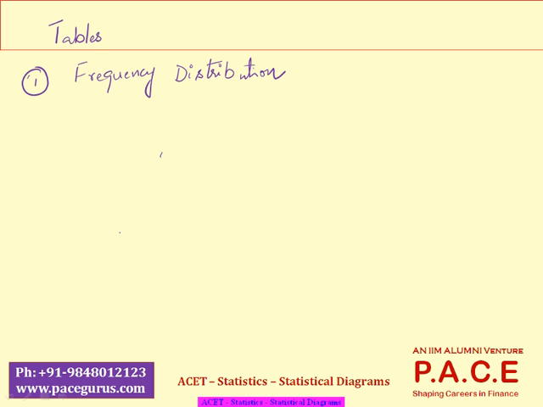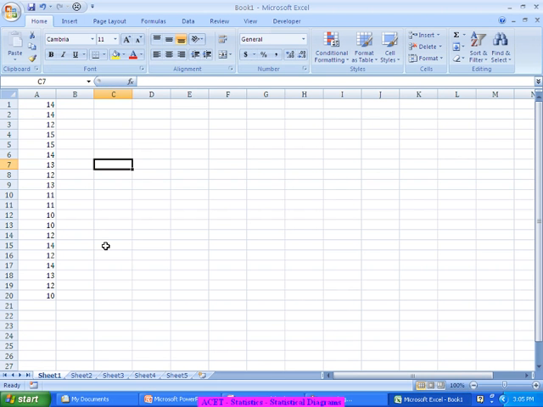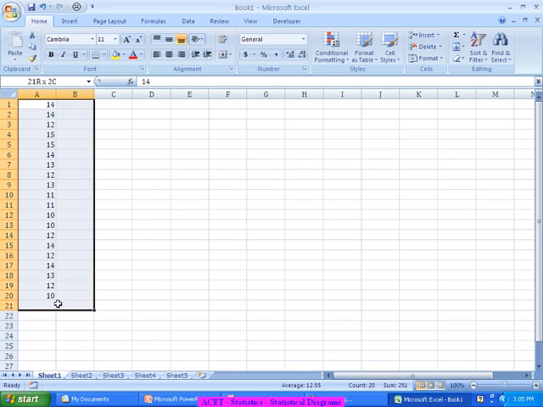And what does it mean? It's a simple counting of the number of occurrences of each of the values. For example, I'm taking a small data set. Let's say this is a data set containing some 20 different numbers. Let's say this is about the marks scored by 20 different students out of 15 in one slip test.